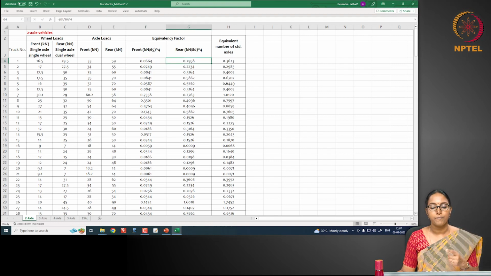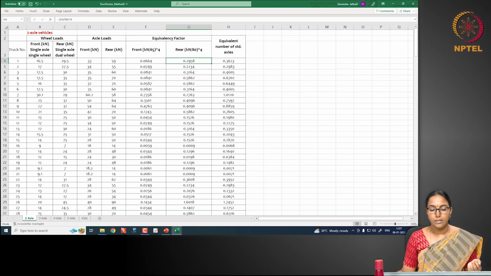For the rear axle here, it is a single axle dual. So the equivalency factor is load divided by 80, raised to 4. So there is no mid value that is considered. You are straight away taking the load of that axle and then finding its equivalency factor. Then multiply the front axle load with its equivalency factor and add it to the rear axle and its equivalency factor.